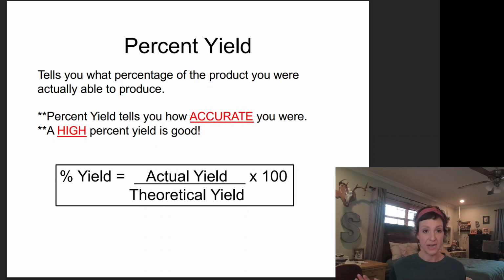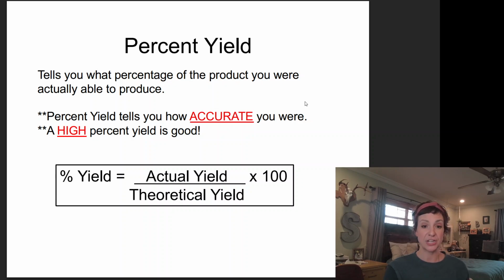So what does that mean to me? I can actually look at actual yield and theoretical yield and use those two values to calculate something called a percent yield. A percent yield tells you what percentage of the product you were actually able to produce in the lab. So percent yield tells you how accurate you were. So a high percent yield is good.